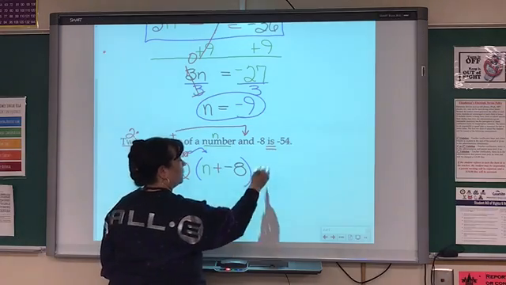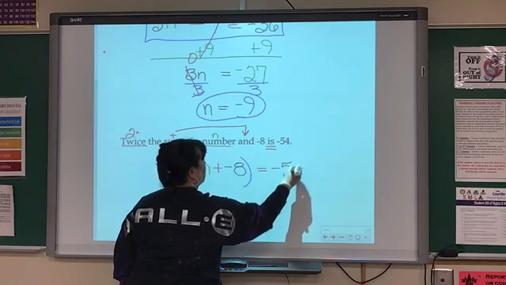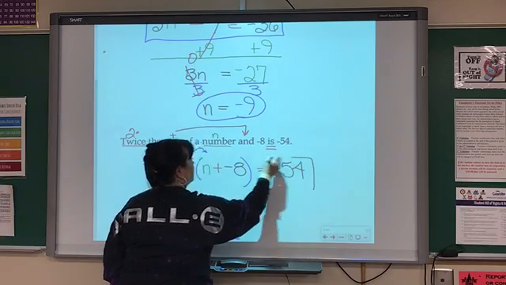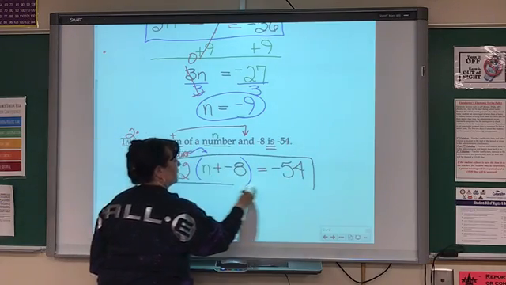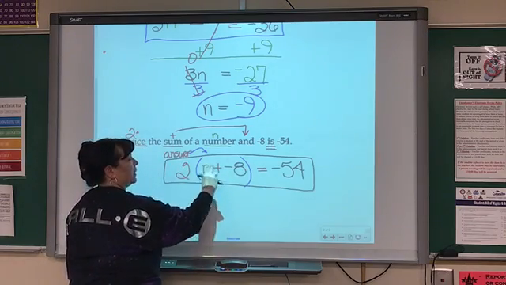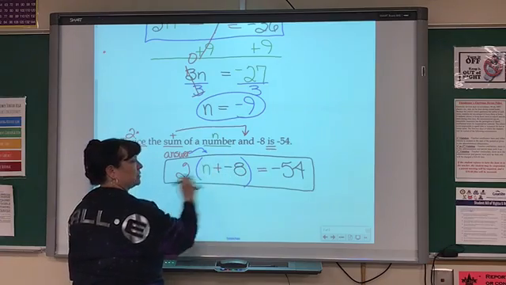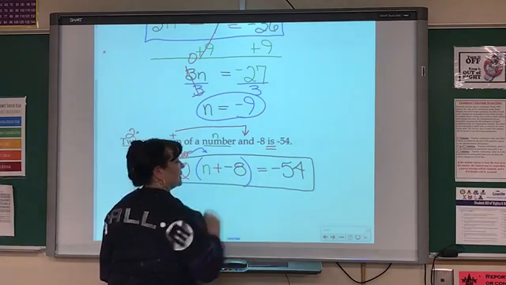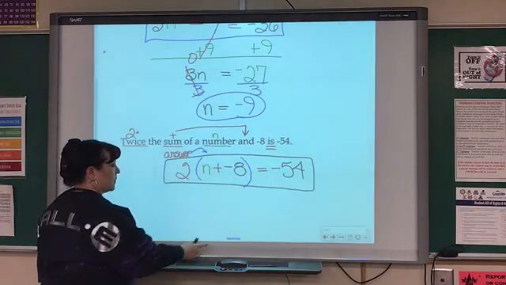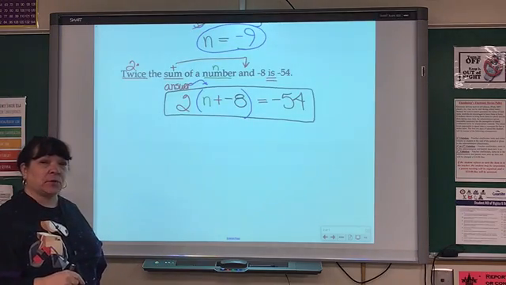We then have our "is" and our negative 54. This then is twice the sum of a number and negative 8. The sum, the answer to addition, is negative 54. As we look at solving this, now this is a multi-step equation.